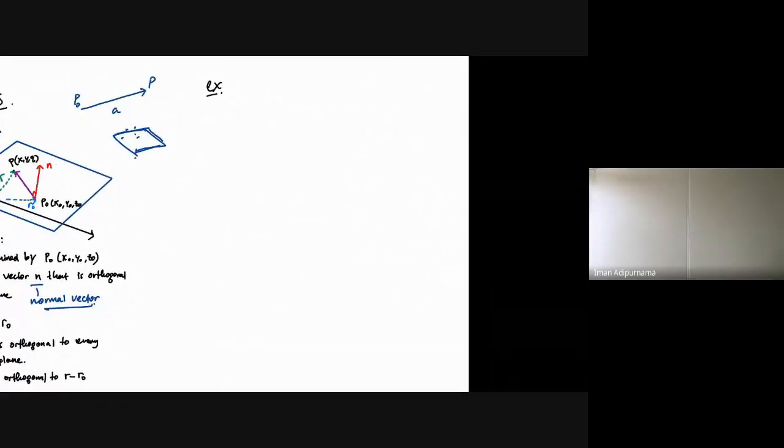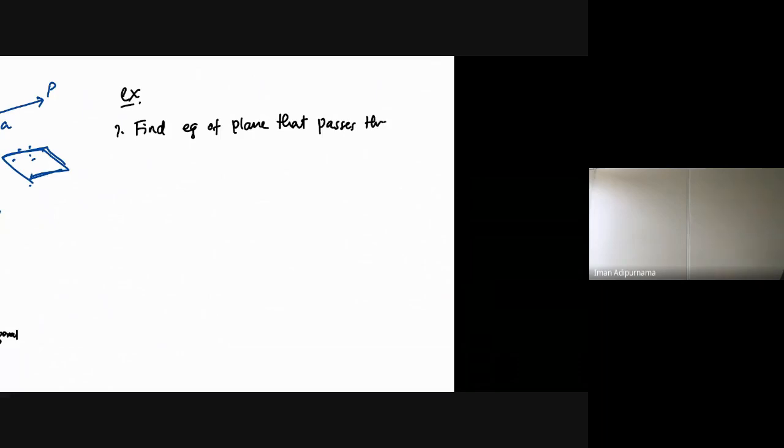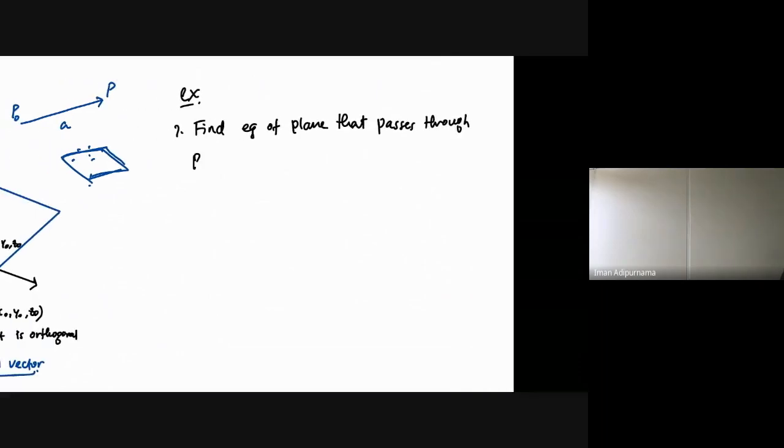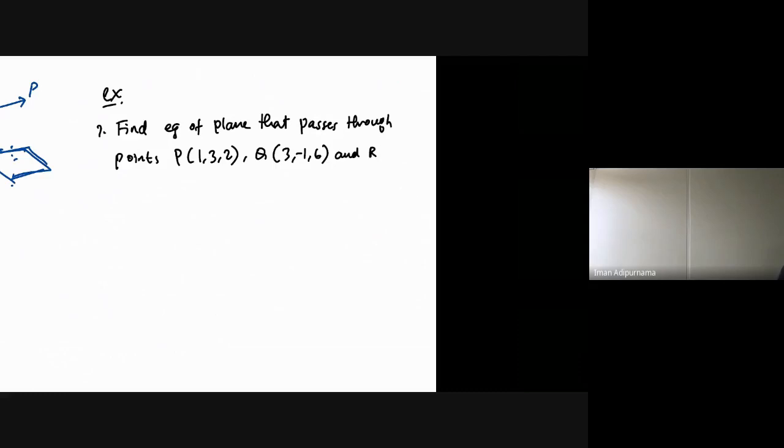For example, find the equation of the plane that passes through point P and Q and R. So we have 3 points.